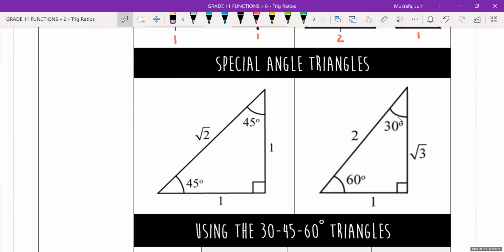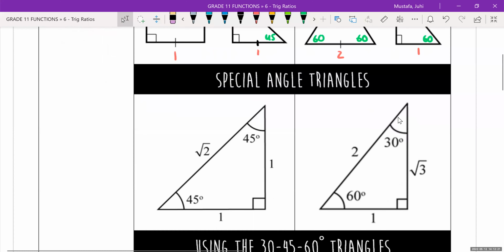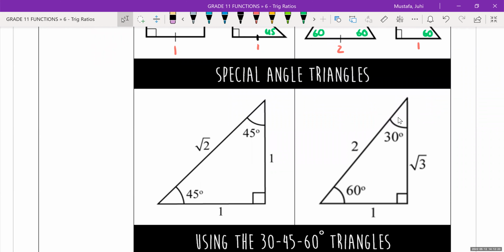Well, the 1, 1, root 2 triangle is pretty easy because both the side lengths are 1, 45 degrees and 45 degrees. For the 1, 2, root 3 triangle, you're going to notice it's not in the same direction. And you should be really used to, regardless of what direction I give you the triangle, you should be able to fill in the information.